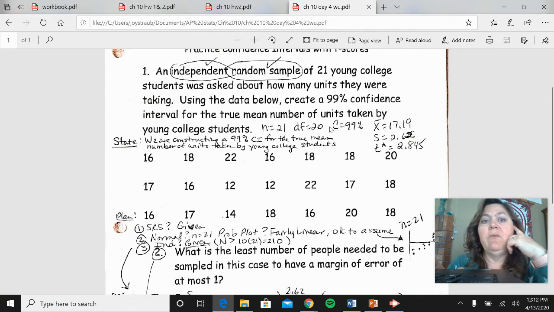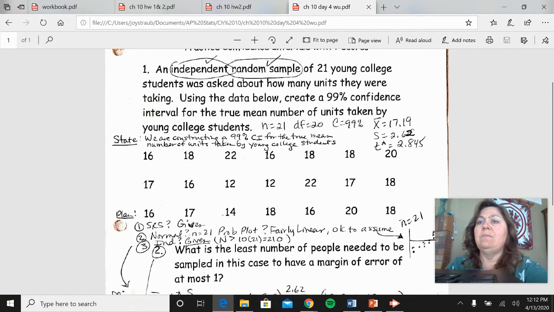I wrote down all the things I got from the problem. If N is 21, then DF is 20. The confidence level is 99. I put all this data into my calculator and ran one var stats to get X bar and S. And then I looked up the T star for 20 and a 99 CI and got this number. Okay, so that's just data that I collected before I got going.